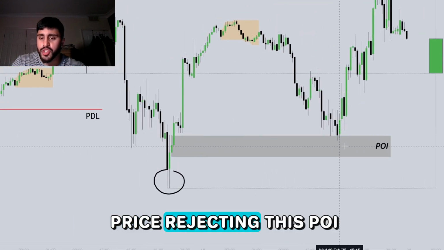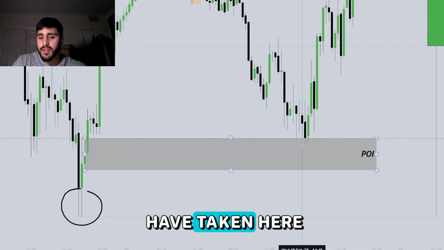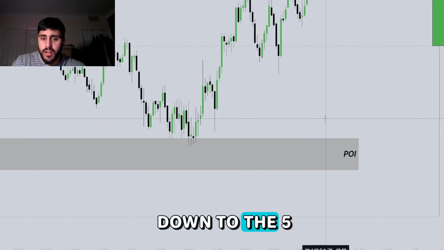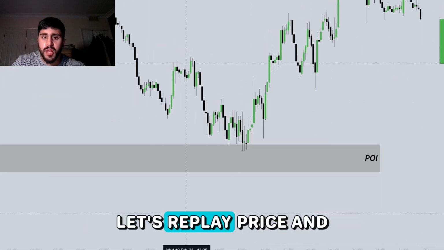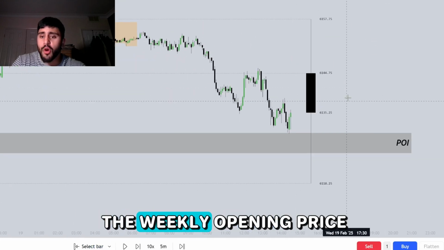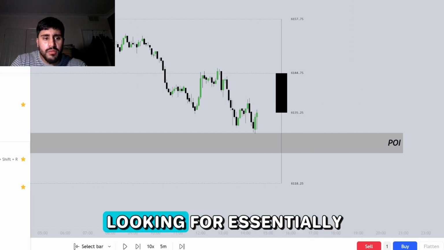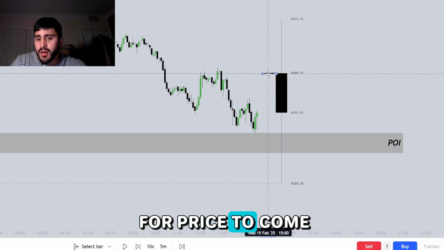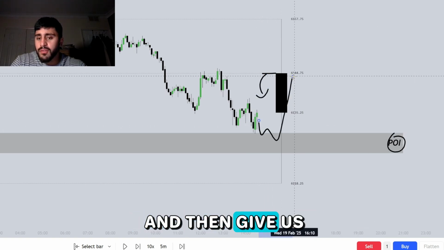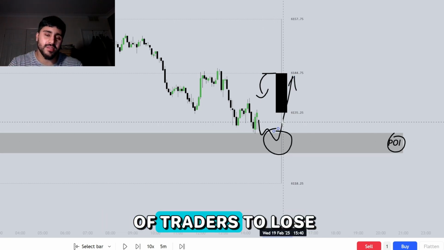So now we see price rejecting this POI over here, right? So we had an amazing trade you could have taken here, and we had a second re-entry trade over here. Now we go down to the 5-minute time frame, and let's replay price and understand a few things, right? This is now the weekly opening price over here. What you are looking for essentially is price to come below this weekly opening price, tap into a POI, and then give us confirmation, right? It's the confirmation that causes a lot of traders to lose their trades, right?